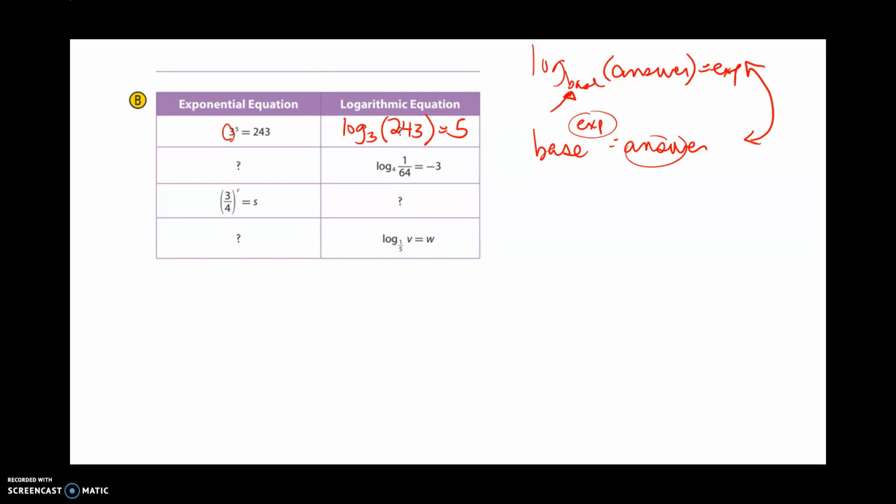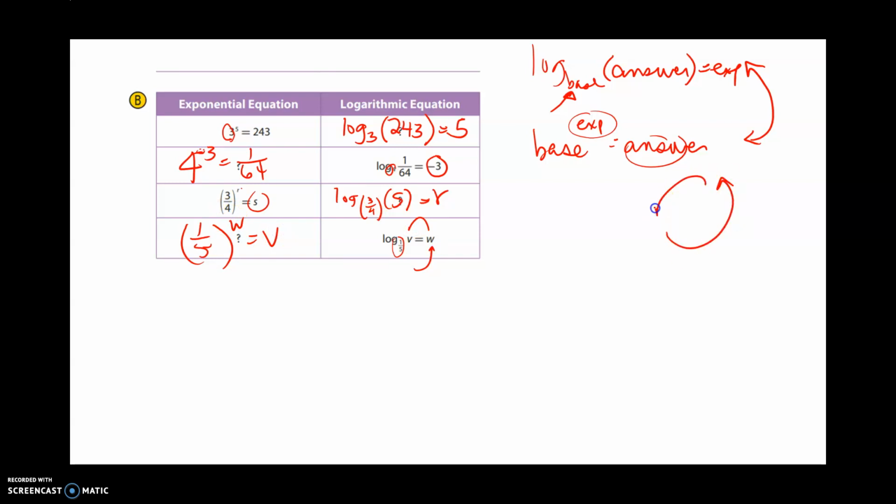To me, it's a little easier to go from exponent to log, but we want to be able to go both ways. So here, log with a base of 3/4 of the answer, so of s, equals the exponent r. Now let's take these two and go backwards. Base of 4. 4 raised to the negative 3 equals 1 over 64. Okay. 1/5 raised to the w equals v. So we have this, like in the one class we used to teach, we called it the polar vortex because that was going on in the weather.